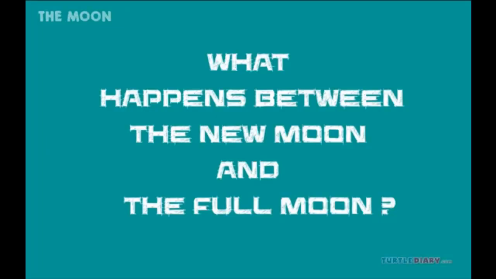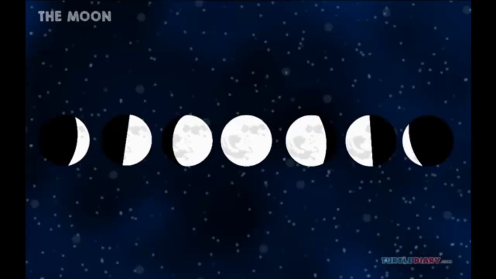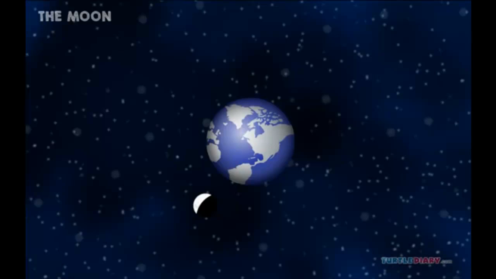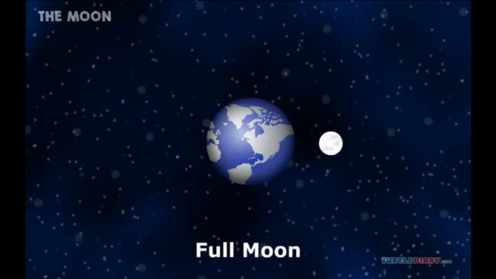What happens between the new moon and the full moon? We see only parts of the moon. First, we see just a little slice. Only a little of the sun's light is hitting the moon. It seems to get bigger each night. Then we can see half of the moon lit up. Each night we see more and more of it. Then finally we see the full moon.